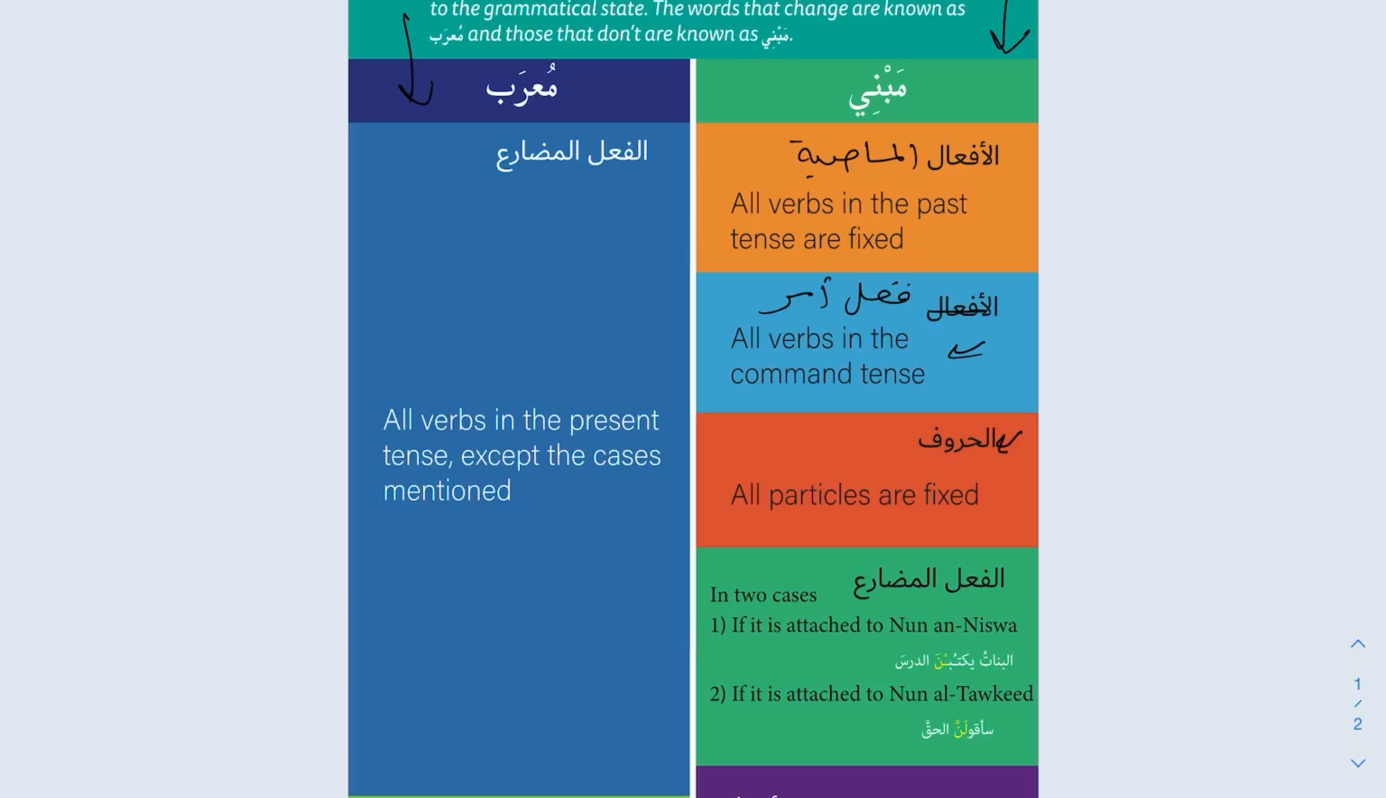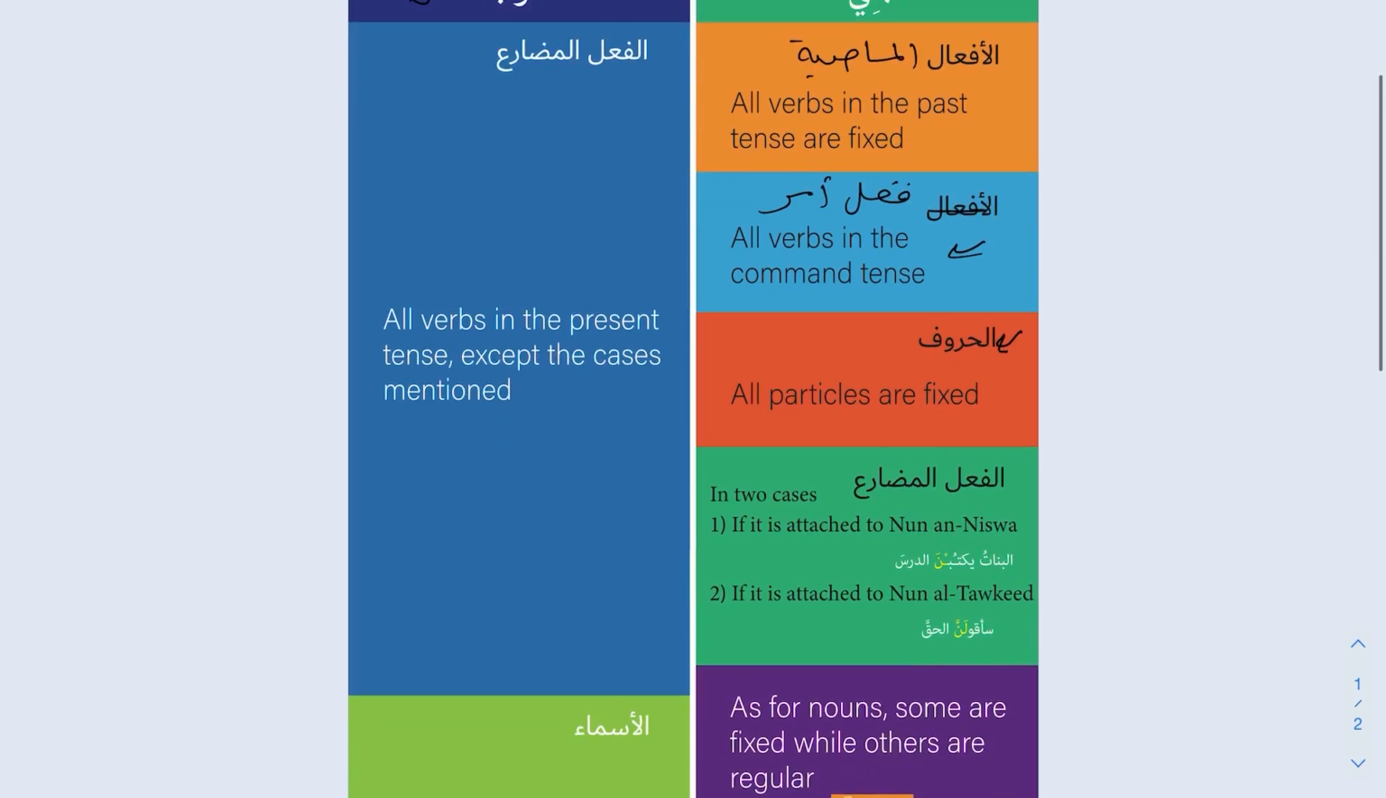Then we have the huruf. All the huruf are going to be fixed. So like min, ala, an, all of those things, they're going to be fixed. They're all mabni. Okay.